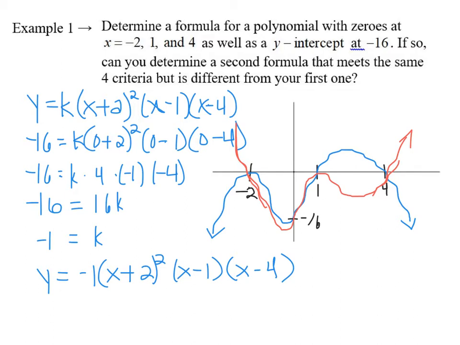And that would have yielded a different formula. Or another possibility would be, I'll do this in neon green, come down, come back up, and then do a double zero at 4, okay? So all of those would yield a different formula, and we could go through the same process to figure out what the k value would be for that.